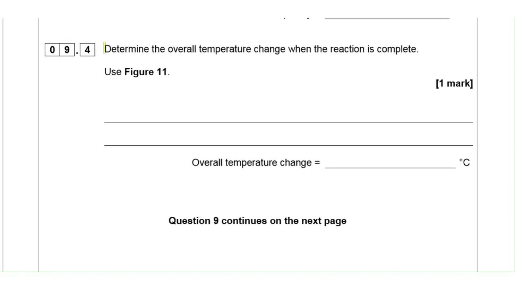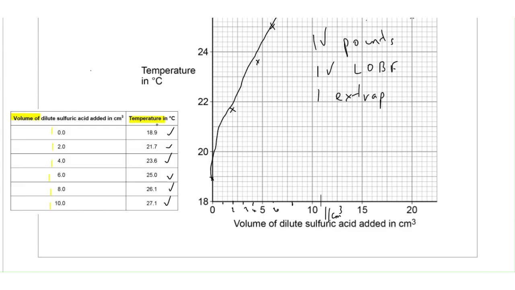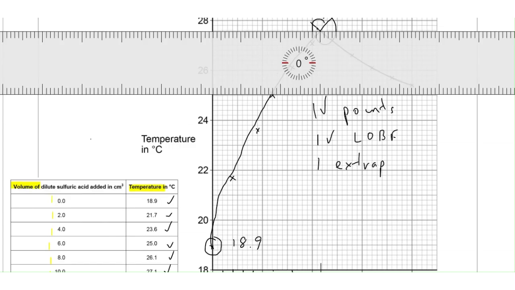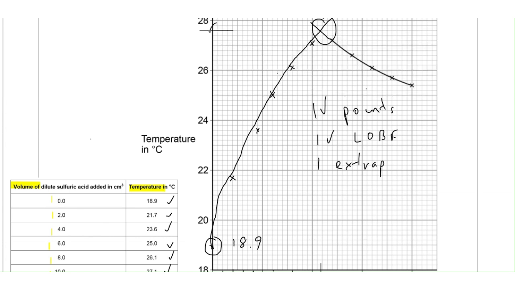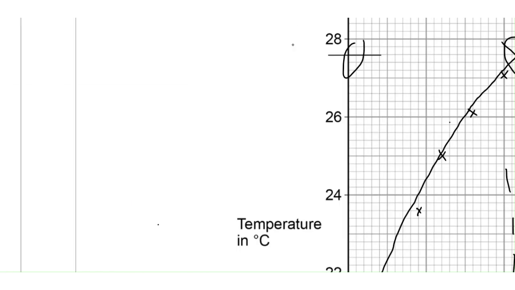9.4. Determine the overall temperature change when the reaction is complete. Again, use figure 11 for 1 mark. So we're looking for the minimum temperature, which is here in the table, 18.9, and we need to work out the maximum temperature. So again, we use our ruler to make a construction line. And once again, the reference is going to be where the 2 lines cross, which is the maximum temperature.